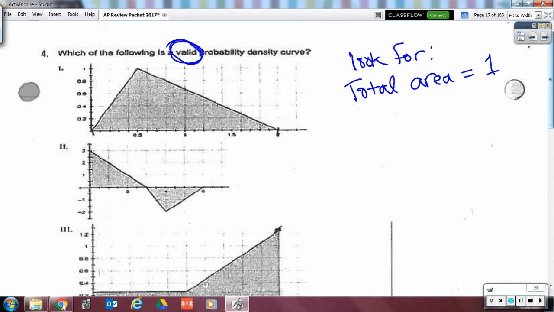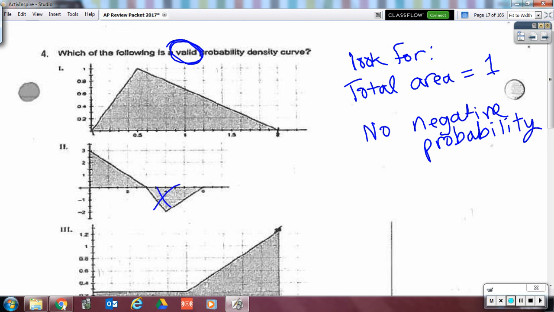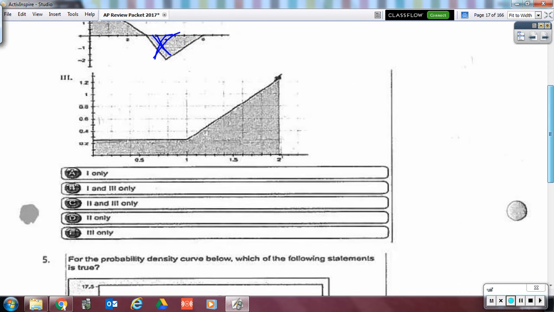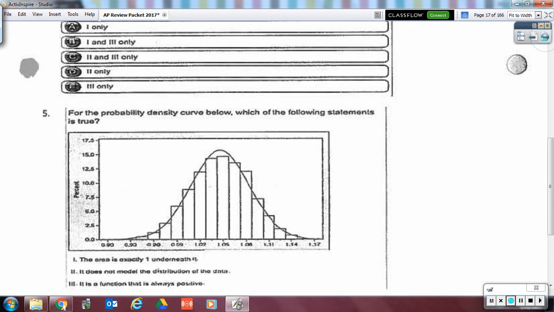But be mindful, can you have negative probability? No, you cannot have negative probabilities. So in that case, look at this second triangle here. That's representing a negative probability, and you cannot have that, so that is not a possible valid probability density curve. Okay, so I think that is the main things that I wanted to go over with you.